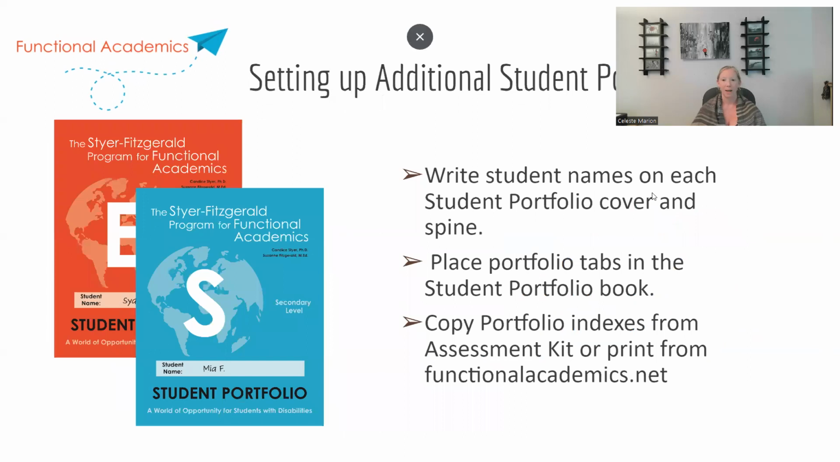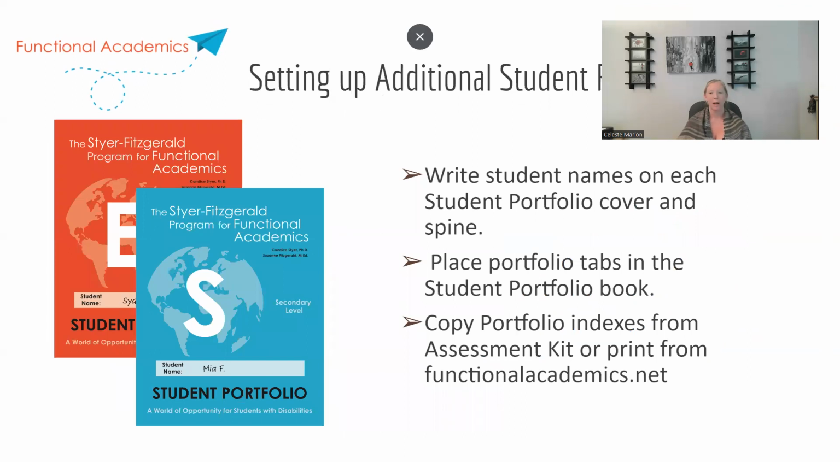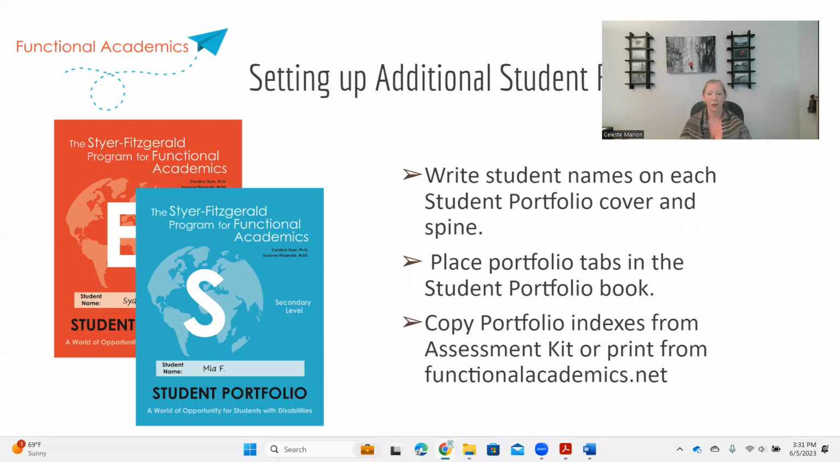So as you're setting up those additional student portfolios, make sure you write the names on each one of the student portfolios, cover and spine, so when they're nicely organized on the shelf, you can see and pull them easily. Place those tabs that are included in the teaching materials kit or in those bundles inside of the 3-ring binders, and then the forms you will print out off the website, the functionalacademics.net website, where we have really easy access to them.